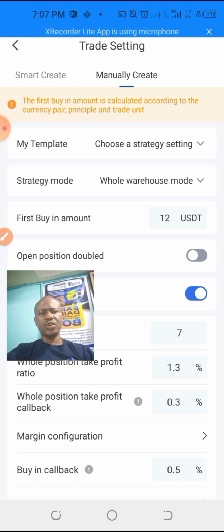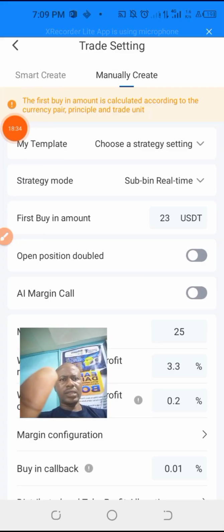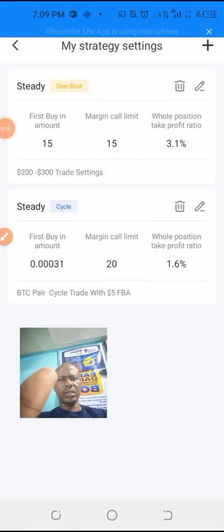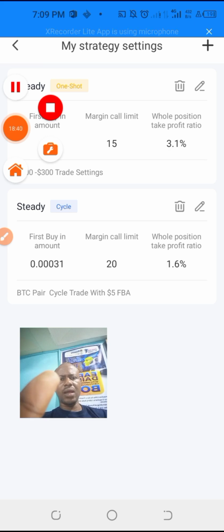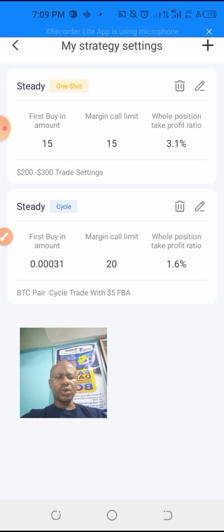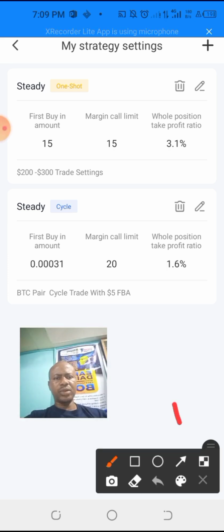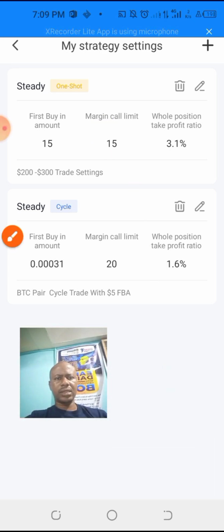to pick your trade setting depending on your capital. So when you click on choose a strategy settings, then tap your trade setting. Let's say you have $200 or over $200 in your capital, depending on your trade capital. So just tap margin call limit in the middle to import these settings.